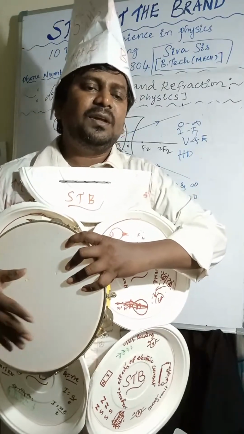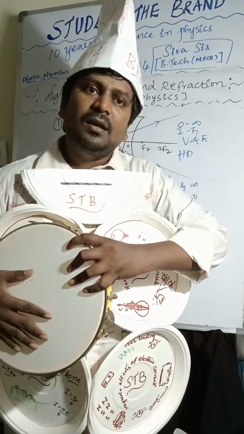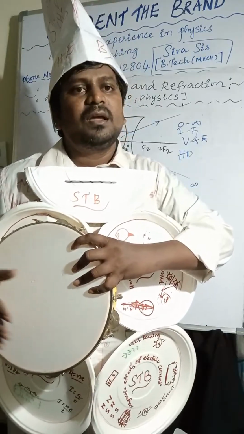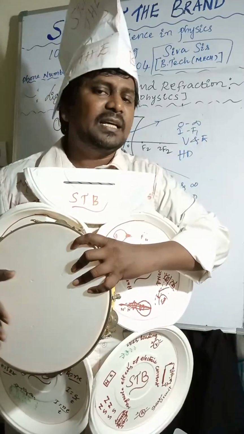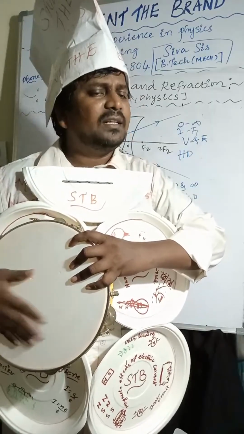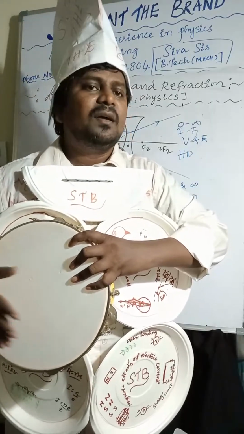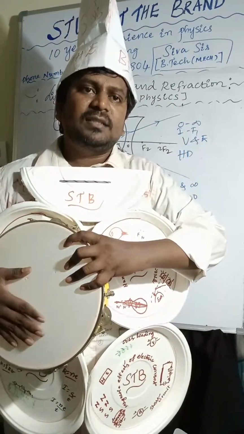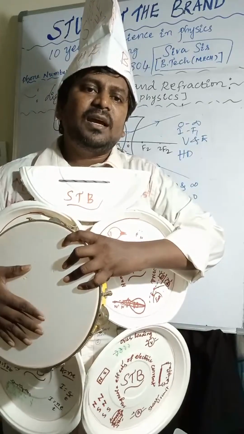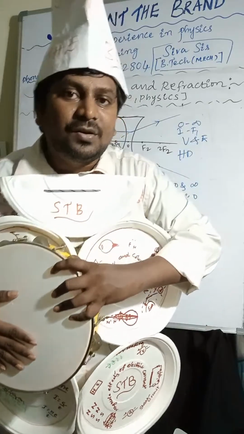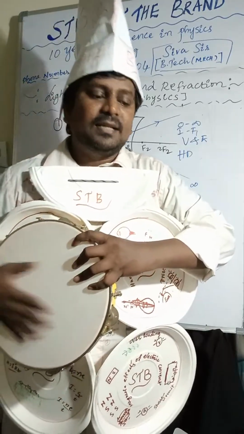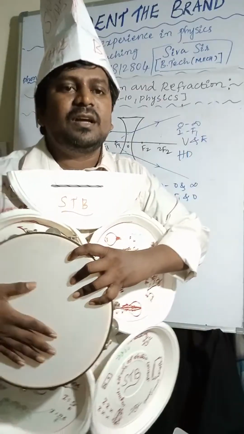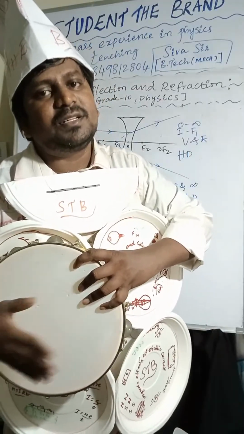Myopia, myopia, myopia. Myopia, myopia, myopia. Near distance we can see ya. Far distance we can see ya. Myopia, myopia, myopia. For that correction we are using. Bro, what bro? For that correction we are using concave lens, concave lens, concave lens, concave lens.